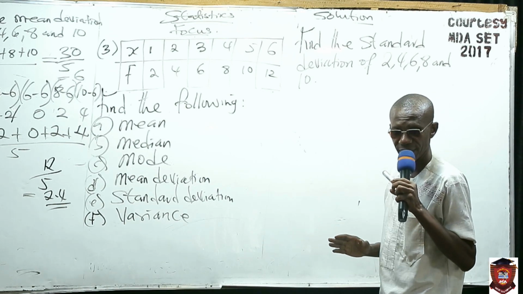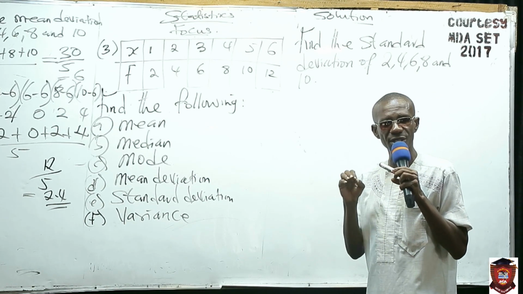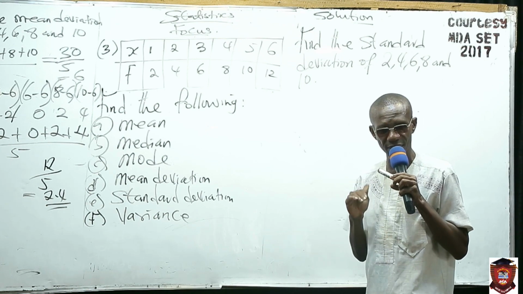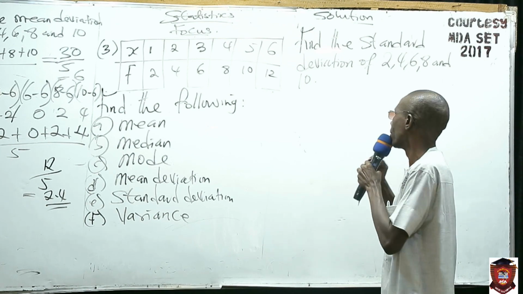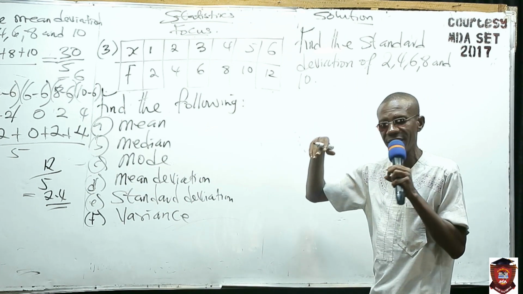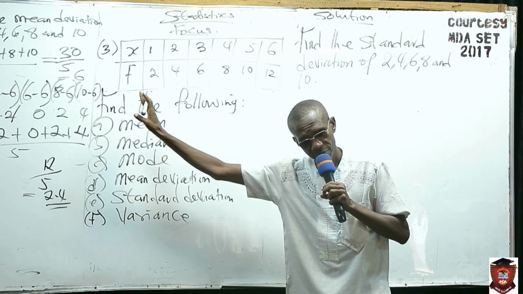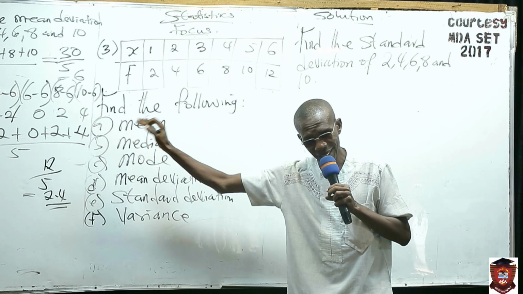Look up, please. Listen very carefully. Standard deviation is the square root of variance. You already know that one. Good. Now, the first thing you need to do anytime you are asked to find standard deviation, remember the mean deviation, the way we have done the mean deviation. Put that into your medulla oblongata, please.